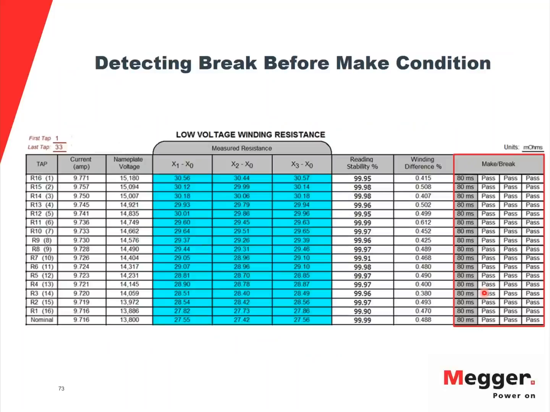This is how the sample results look. As you can see, it did the test for the A, B, and C phase. The winding difference is less than 0.5%. And then it also checked the transition of the taps from one tap to the other. And it passed because the current never got interrupted during the transition.